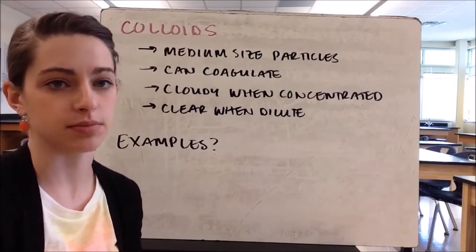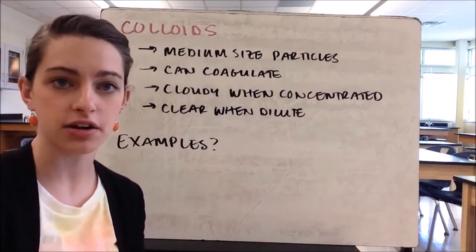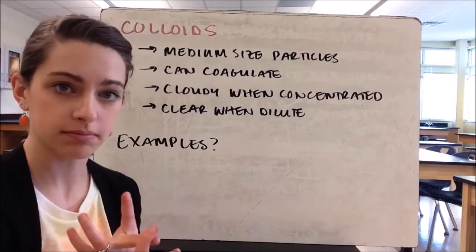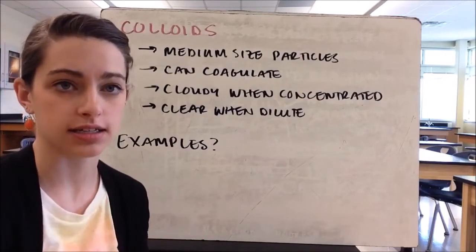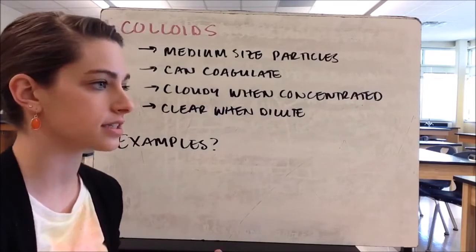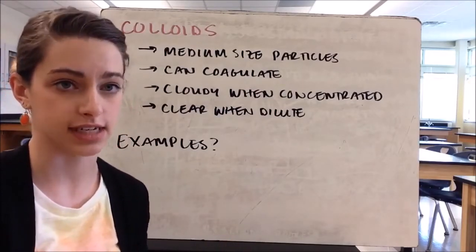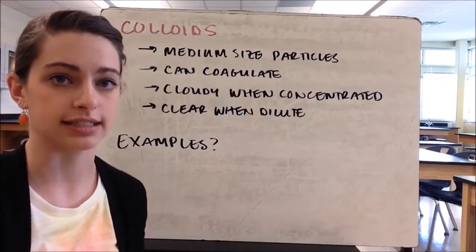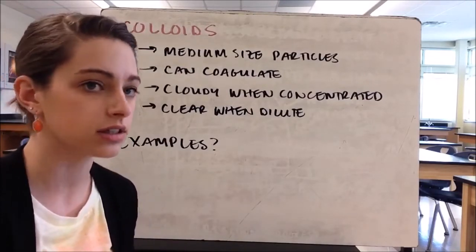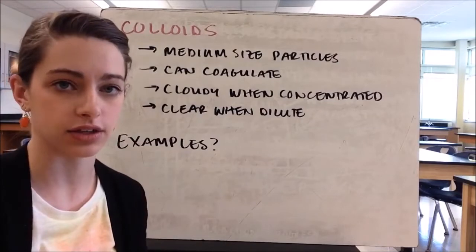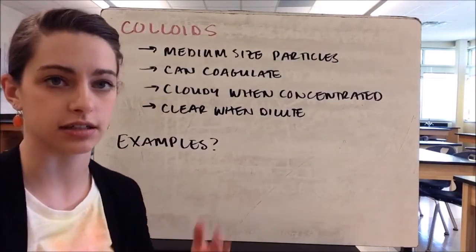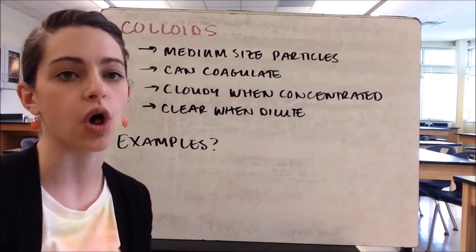Some of the most common examples of colloids that you can find every day in your refrigerator are milk, whipped cream, and mayonnaise are all considered colloids. So they don't necessarily separate by gravity. When milk is dilute, it turns clearer. When it's concentrated, it turns cloudier. They can clump together, and so those substances meet our criteria for a colloid. We see colloids all the time.